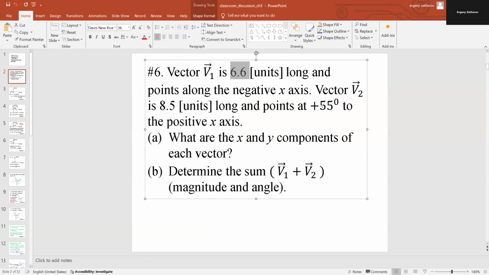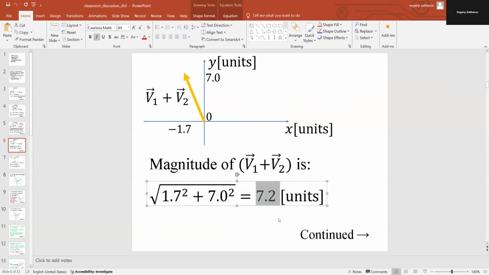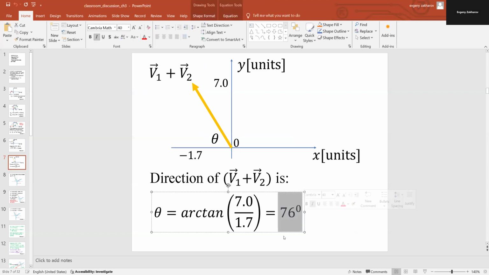It's 2 sig figs here, 2 sig figs there, 2 sig figs everywhere. So do not show me more than 2 sig figs for the magnitude and 2 sig figs for the reference angle. Now, if you flip-flop 1.7 and 7, you should get an arctangent value corresponding to 14 degrees. And 14 degrees would be the other angle. The total is 90, and if one is 76, then the other one is 14.